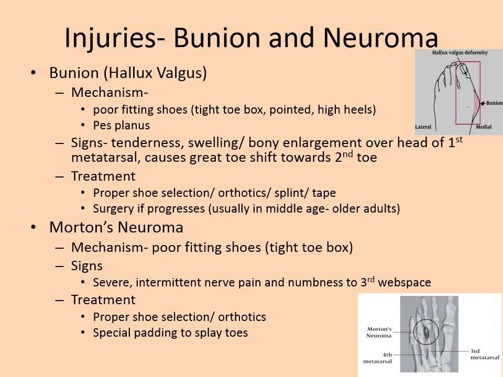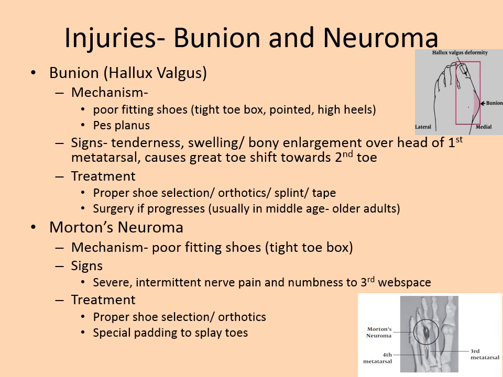Another injury you can get from wearing shoes with too tight of a toe box is called Morton's neuroma. What happens is that the nerve that runs between the third and fourth toes can get pinched by the shoe being too tight or rubbing on those two bones together right there, and then the person will get severe and intermittent nerve pain and numbness in the third web space, so kind of right in here where those two toes come together.